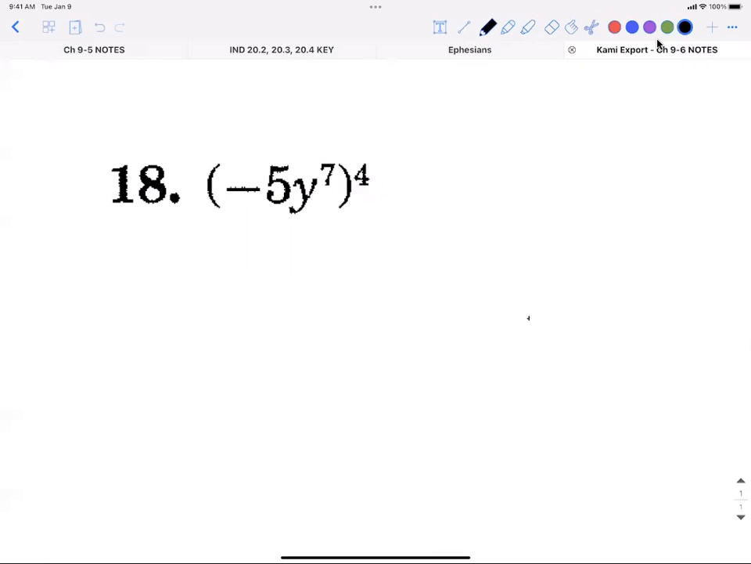Everybody good on the ones we've done so far? All right, go ahead and work through 18. I'll work through it, and then we'll compare answers here in a second.